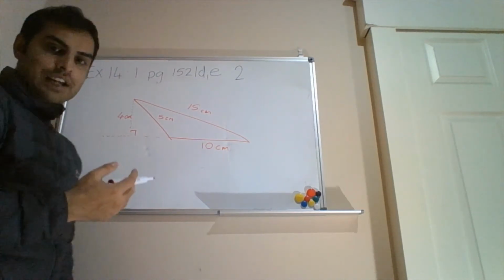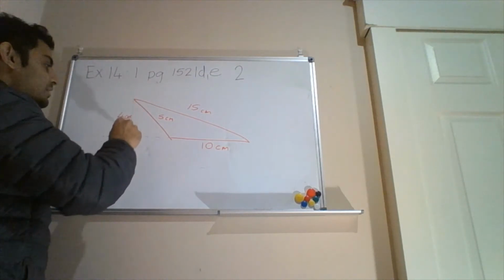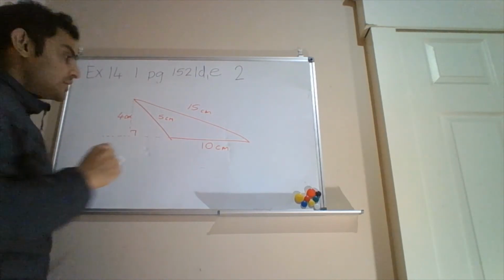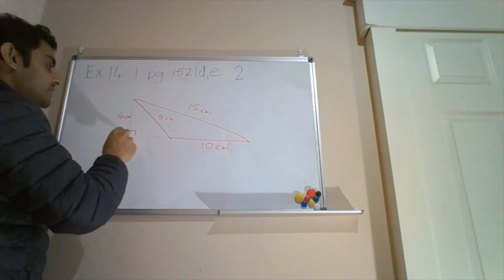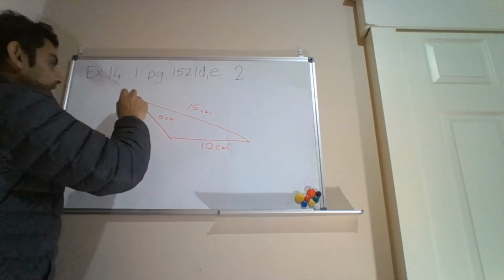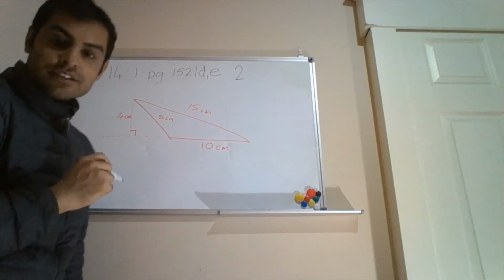So this is a little strange. The vertical height needs to be 90 degrees to the base. So all we do is extend the base with this imaginary dotted line and make the height 90 degrees to that.